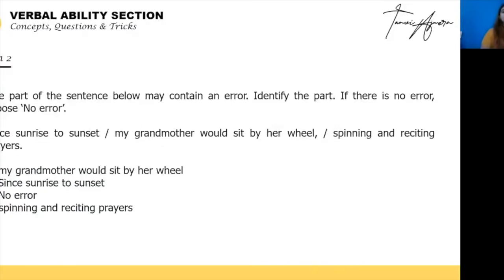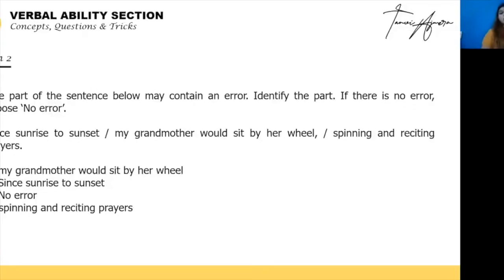Question number 2, again, one of the TCS favorites. You will have questions which are on error detection. Yes. So one part of the sentence below may contain an error. We need to identify that part. And in case there's no error, then of course we choose the no error option. Since sunrise to sunset, my grandmother would sit by her wheel, spinning and reciting prayers.